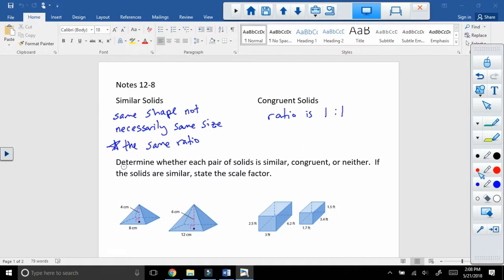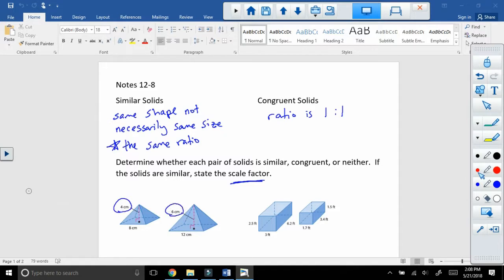So some of the questions are going to say determine whether they're similar, congruent, or neither. If they're similar, give the scale factor. Well, for this first one here, they just give us 2 of the dimensions. These are regular pyramids, so you know that this is 8 and this would be 12 because that's the way we've practiced them. So I'm going to check and see if these have the same ratio.